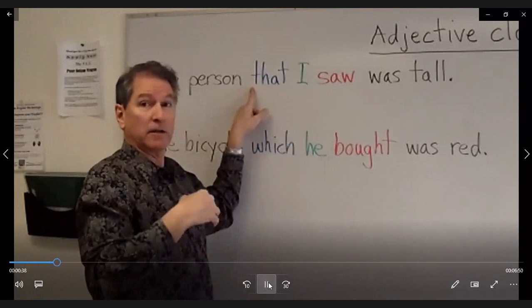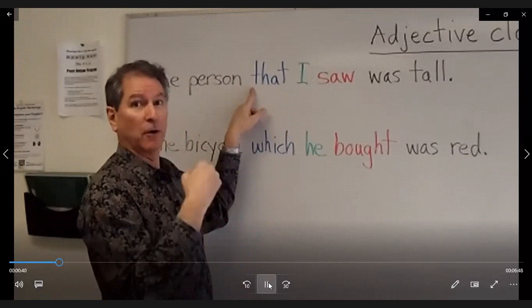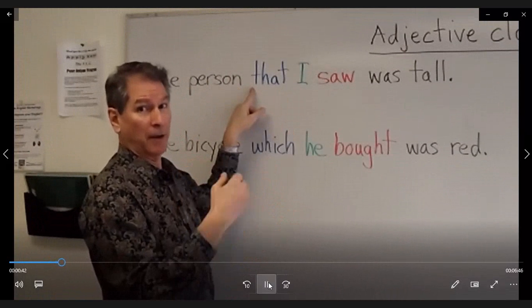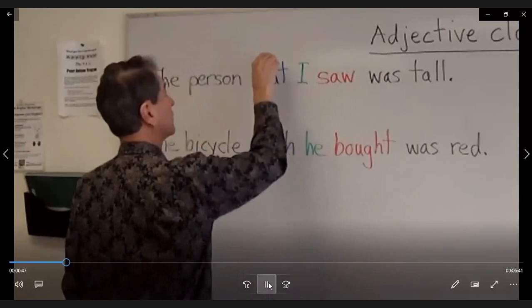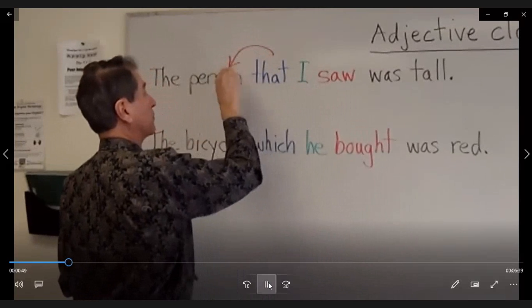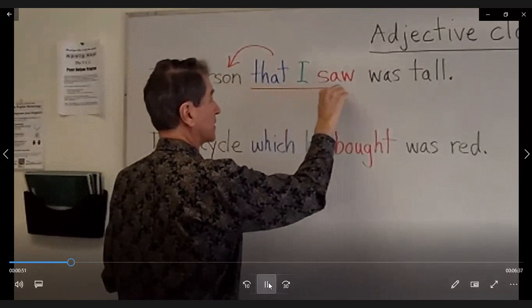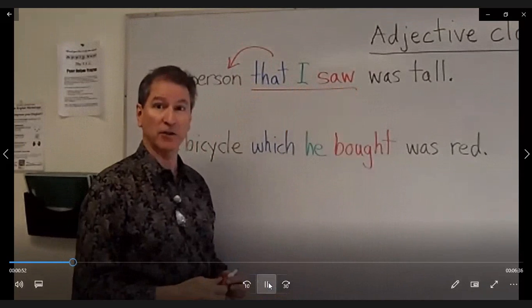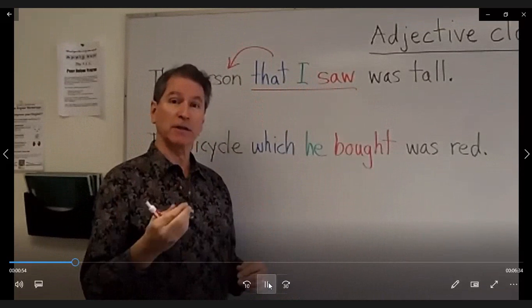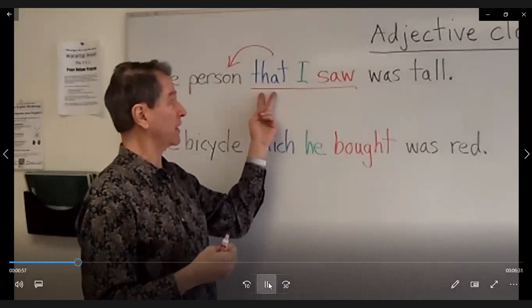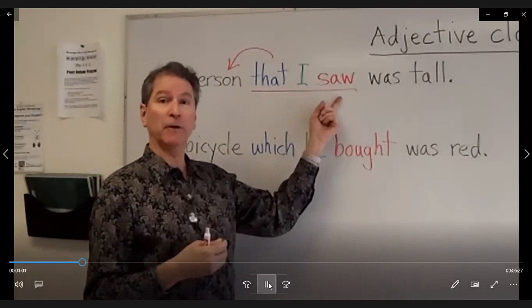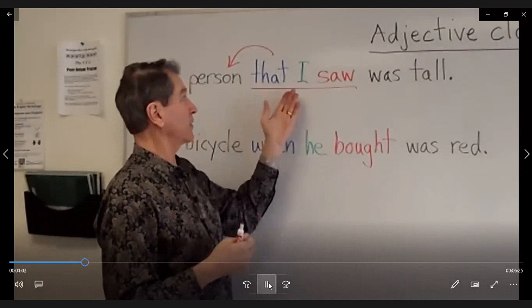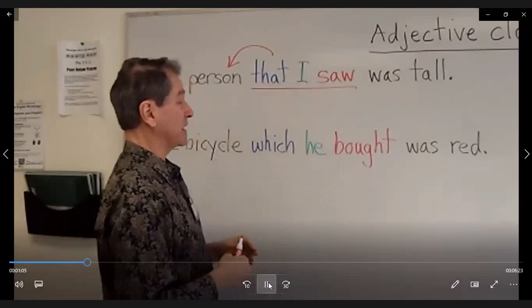The person that I saw, not the person that I was talking to, or the person who was sleeping. I'm talking about the person that I saw. So that I saw actually gives more information about person. These words here, that I saw, are called an adjective clause. Every adjective clause in English has a marker, and I put that in blue here, a subject in green, and a verb in red. So marker, subject, and verb.